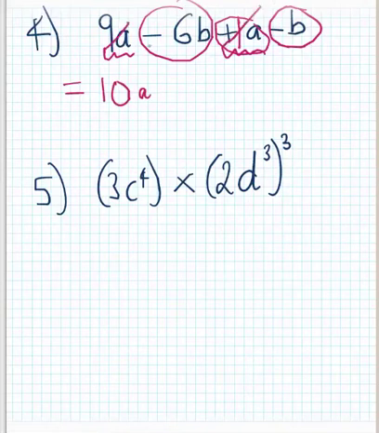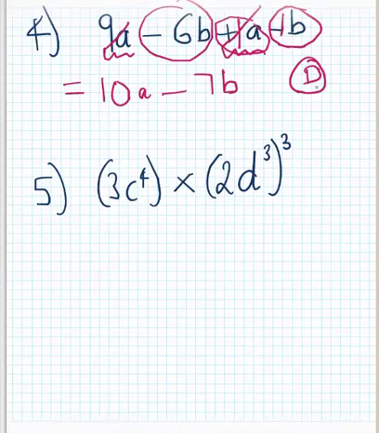And B, I've got minus 6 minus a 1B. Minus 6 minus 1 is minus 7, and it's minus 7B. And for question 4, the answer would have been D.